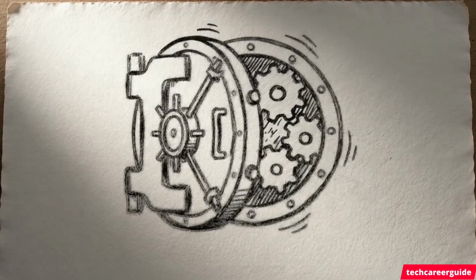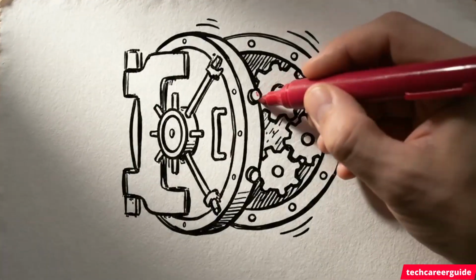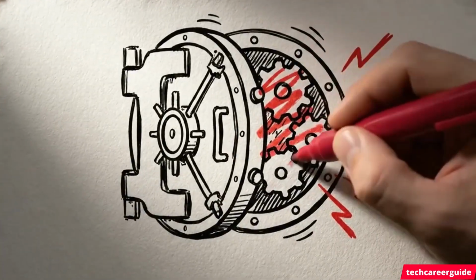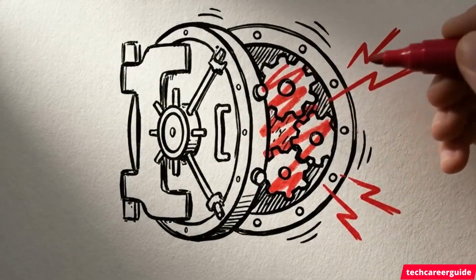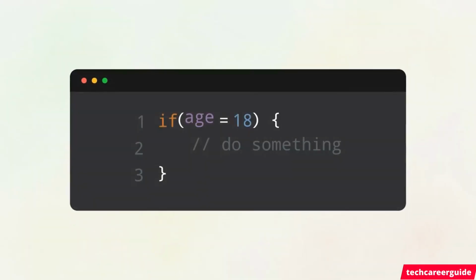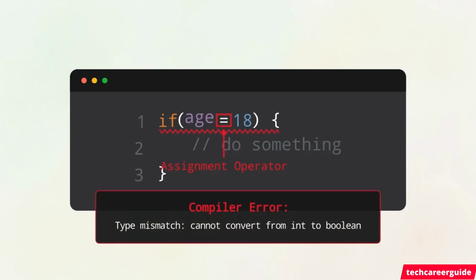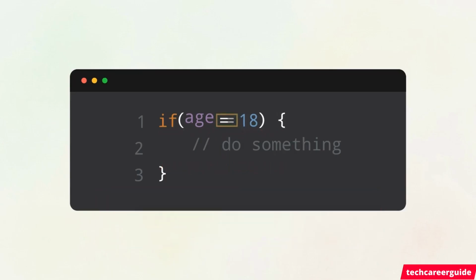To fully understand Java's strict syntax rules, we have to intentionally break functional code and see where the system jams. Let's look closely at this condition. A common error is using a single equal sign. That is the assignment operator. It assigns a value. It doesn't compare them. Trying to assign a value inside a condition causes a critical failure. You must use the double equal sign to compare two values.